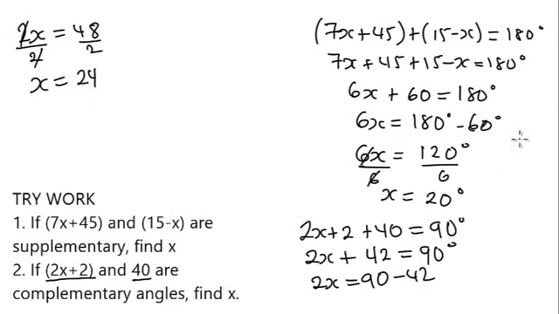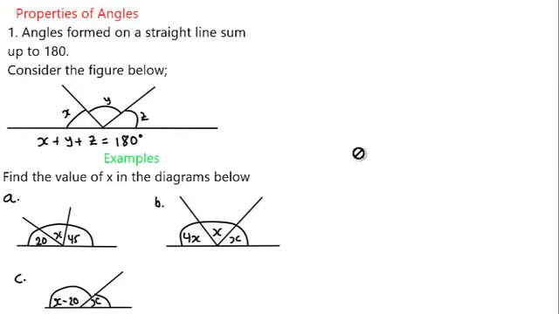So from here, let's proceed. Now we are moving on to properties of angles. We are saying angles formed on a straight line sum up to 180. This is an important property and you should take note of it. This particular property is going to guide us throughout our lessons, and so you should take note of this property as well. Consider the figure below.